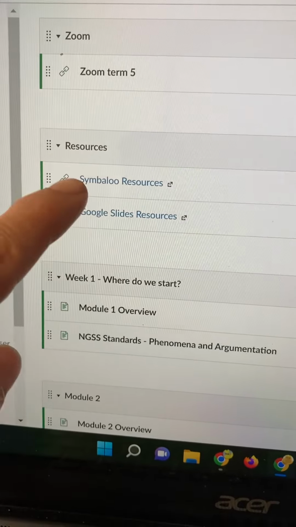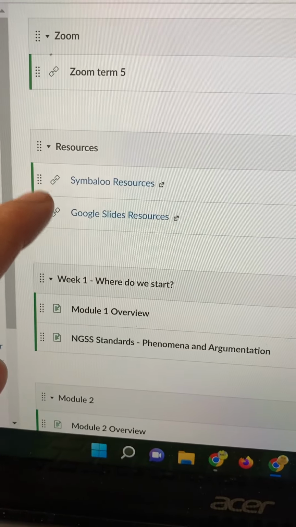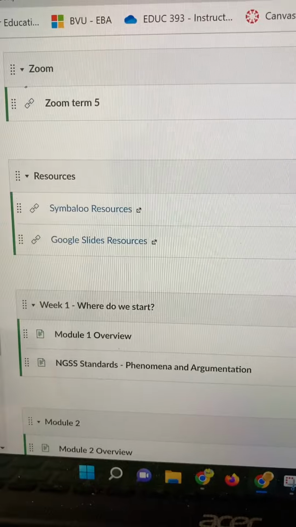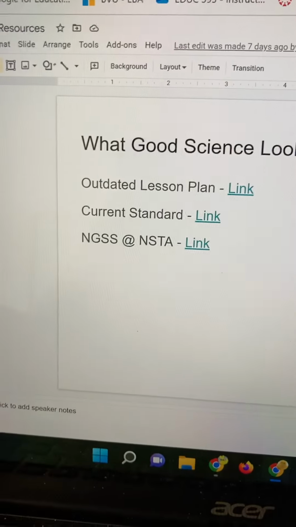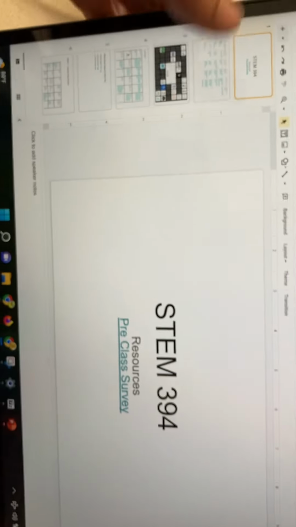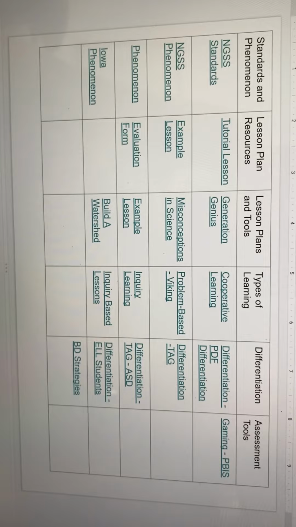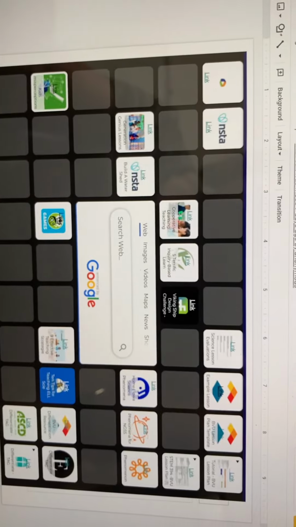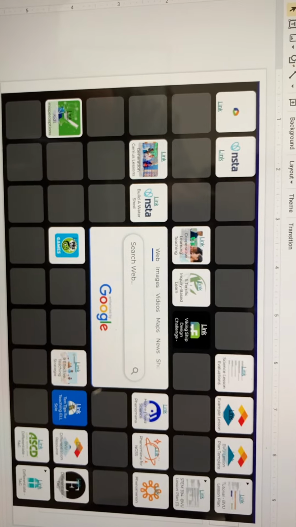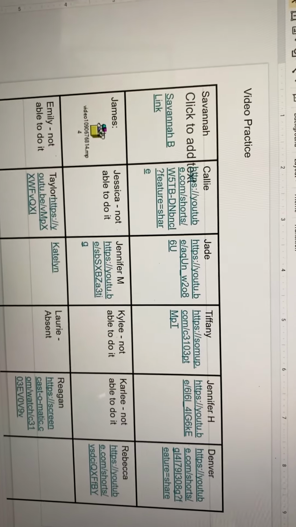I made a Symbaloo and some Google Slide resources, and these are the exact same thing, just different format. My Google slides looked like this, and if you look in here, I have all the different shortcuts for that, and then this is what my Symbaloo looked like. I just wanted to let you know this is what I had done.